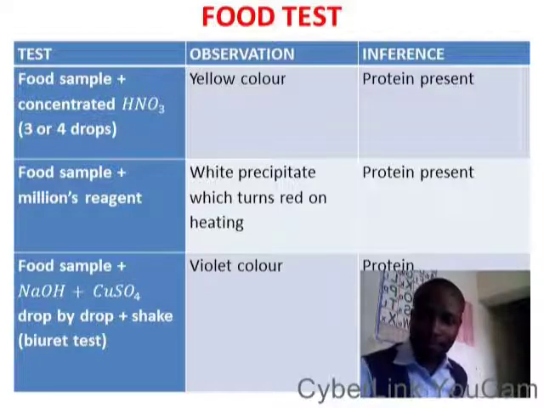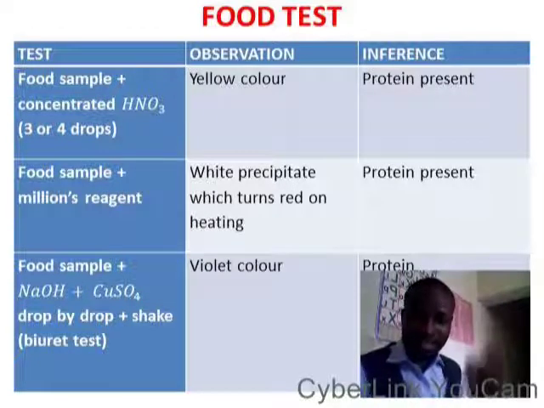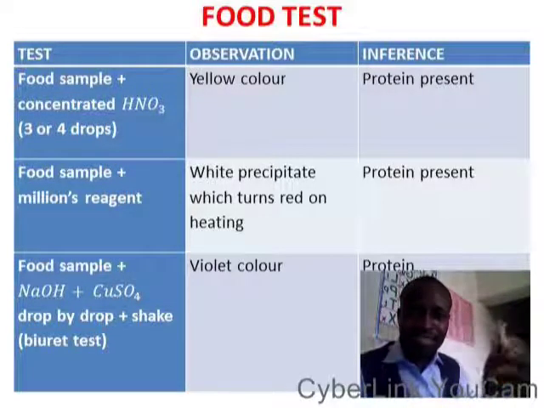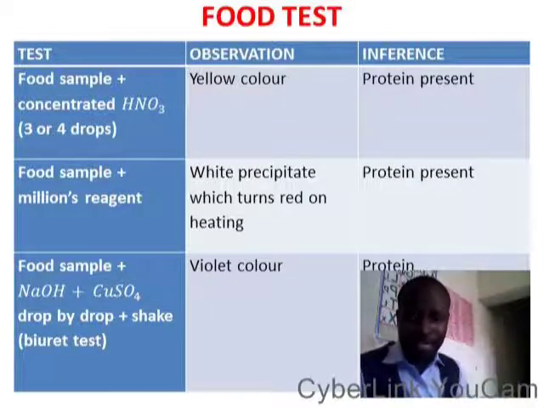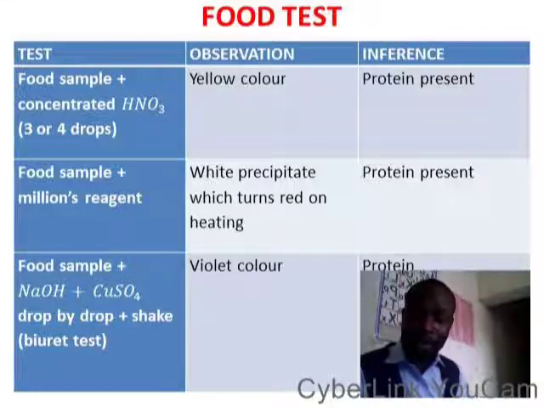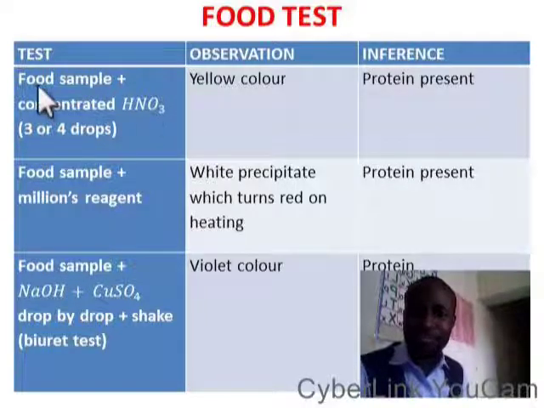Food test. This is an example of a carbohydrate. This is yam that could be turned into yam flour. We have rice, we have gari, we have beans. And how do we test for food? Look at the test, the observation, and the inference.